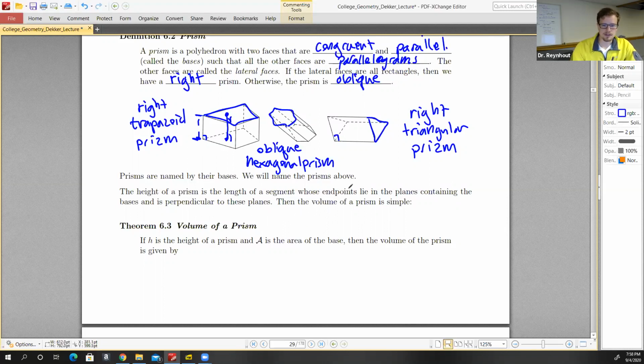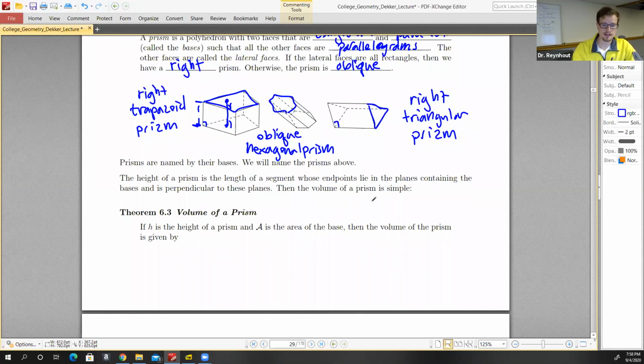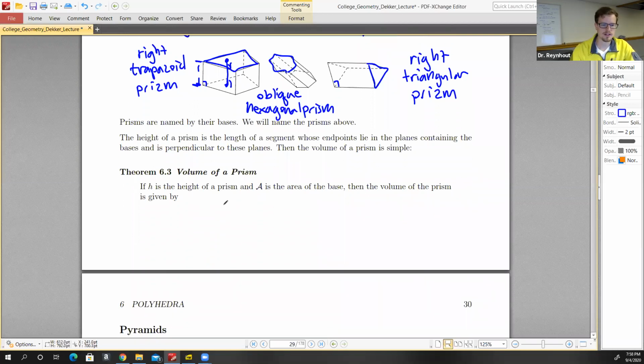All right, so let's see here. If we define the height of a prism as we have, then the volume of the prism is quite simple. It's just the area of the base, so the volume of the prism is the area of one of the bases times the height of the prism.